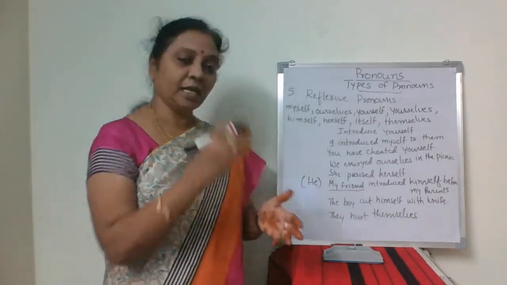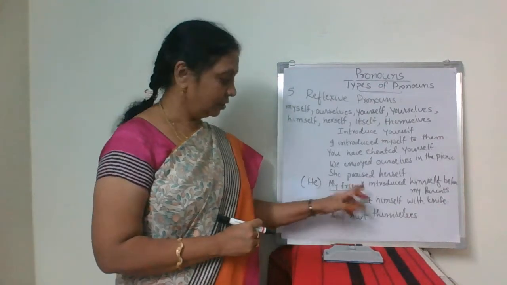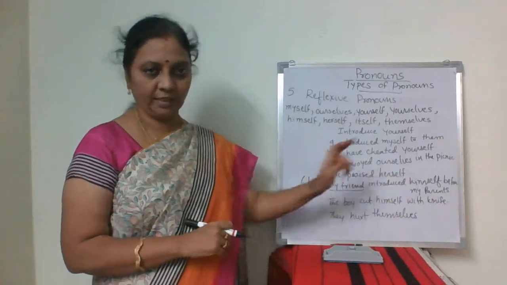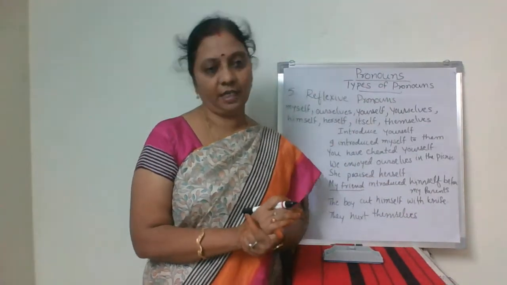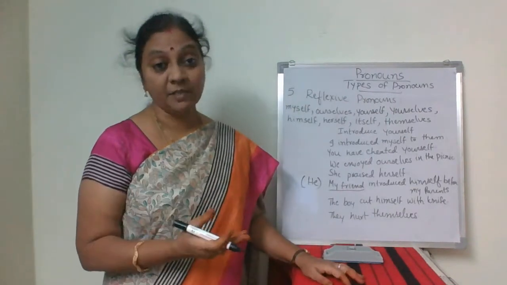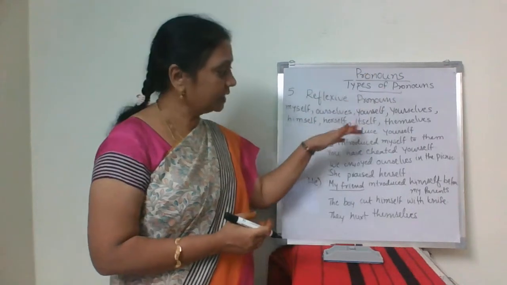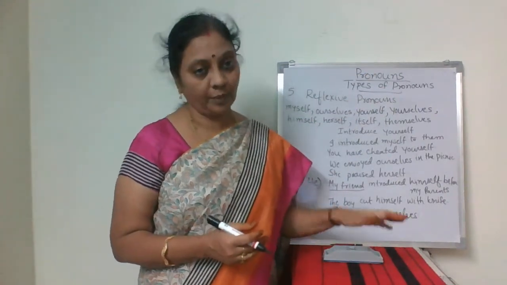The boy cut himself with knife. Again, the boy, he, so he cut himself. The boy, he, himself. That is the word. Cut himself with knife. They hurt themselves. They, themselves. Okay. This is the way you have to use these reflexive pronouns.